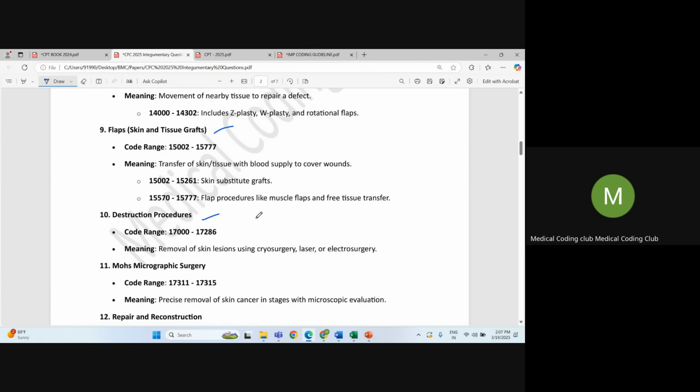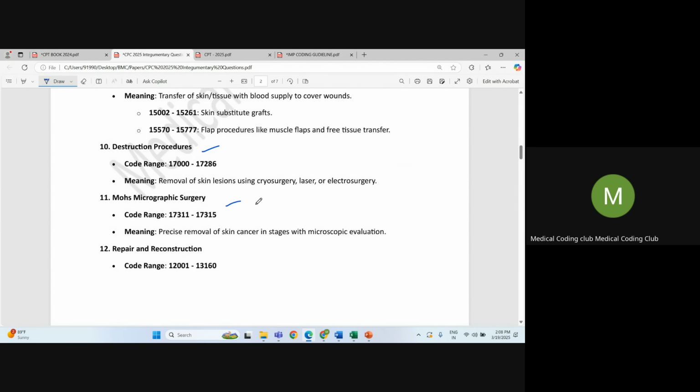Next, destruction procedure. In destruction, we have pre-malignant lesion destruction, benign lesion destruction, and malignant lesion destruction. So you have to check what lesion they destroyed, and accordingly, you need to assign the code. Next, Mohs micrographic surgery. This is the surgery for skin cancer.